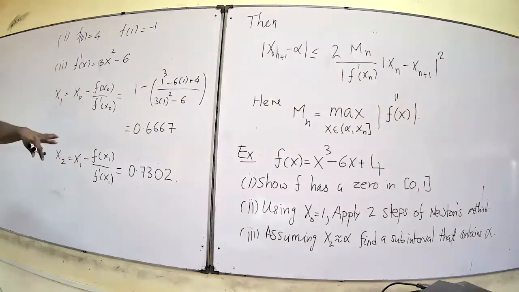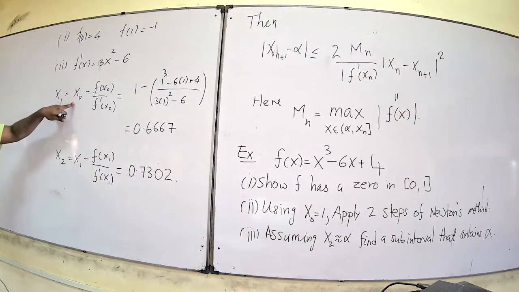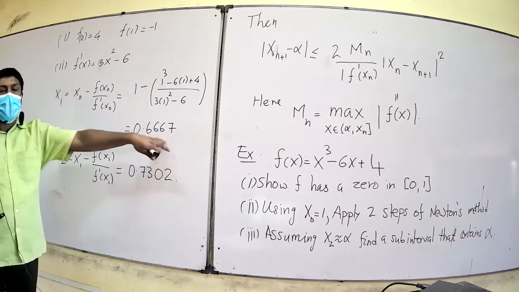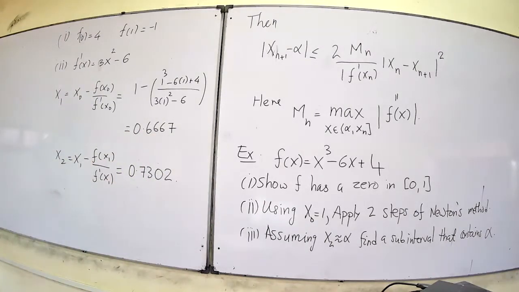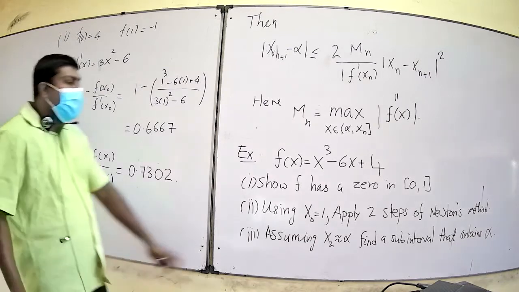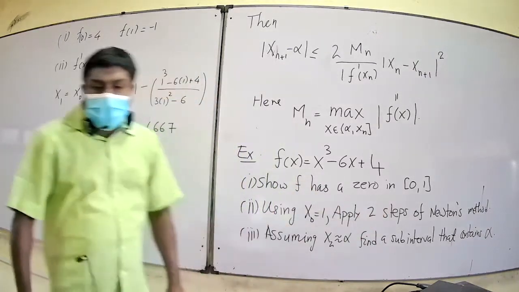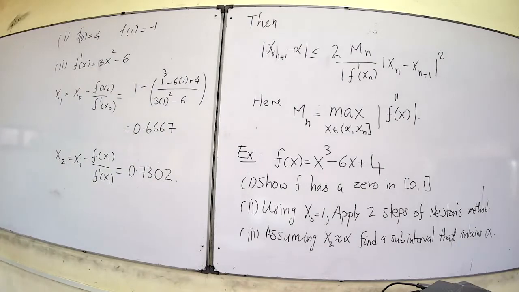So they gave you x naught is 1. So you put 1 in x naught and calculate. And the only thing is you round it to 4 decimal places, right? That was not given in the question, but I'm just rounding it for easy computation. So 4 decimal places. If they say 5, then you have to do 5. If they say 3, then you have to do 3 decimal places. So here we will go for 4 decimal places. And then once you find x1, with a similar approach you find x2, because they say apply 2 steps of Newton's method, right? So that completes the second part of the question.